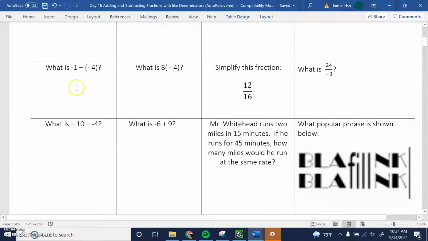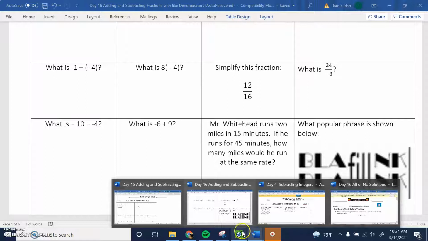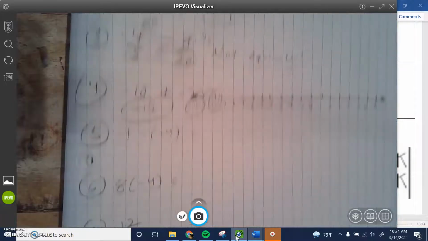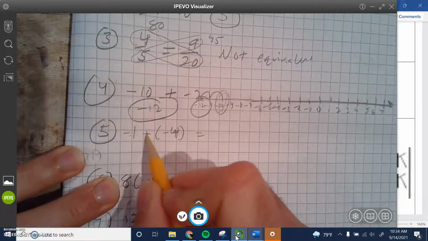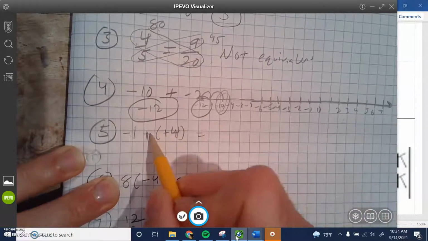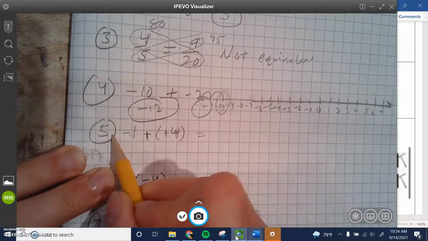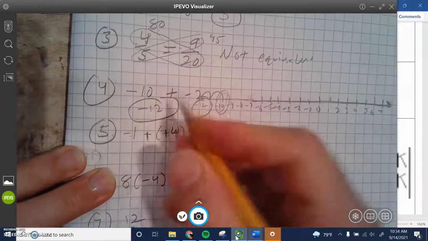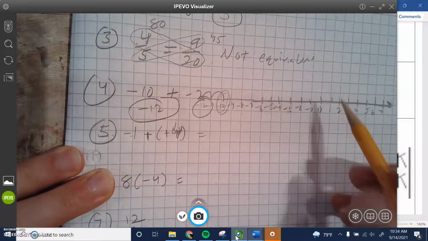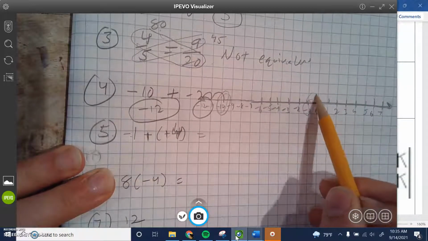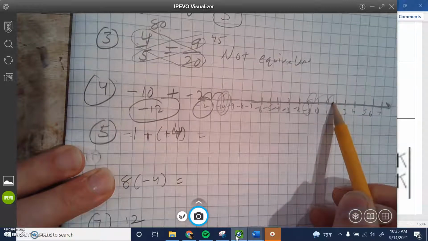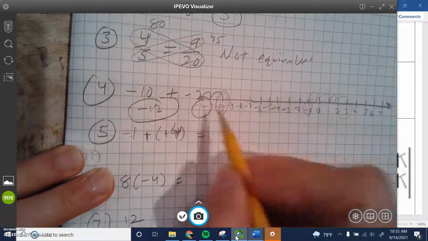-1 minus -4. Oh my goodness, what is that? Okay, let's see. -1 minus -4. Remember, we change this and we change the sign. We add the opposite. So it's -1 plus 4. -1 plus 4. So I start on -1. I'm using the same number line. And I go 4 to the right. 1, 2, 3, 4. 3.